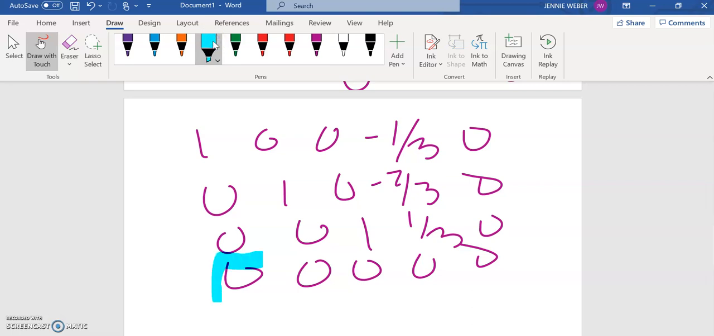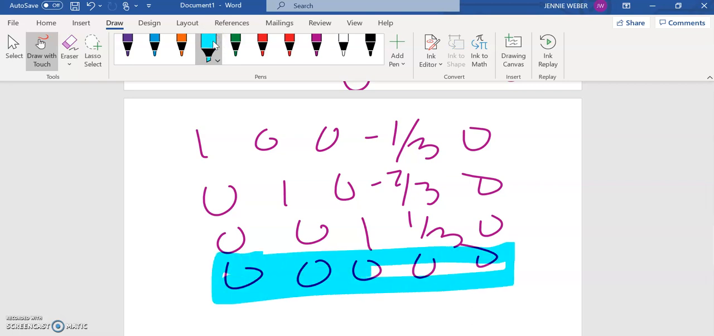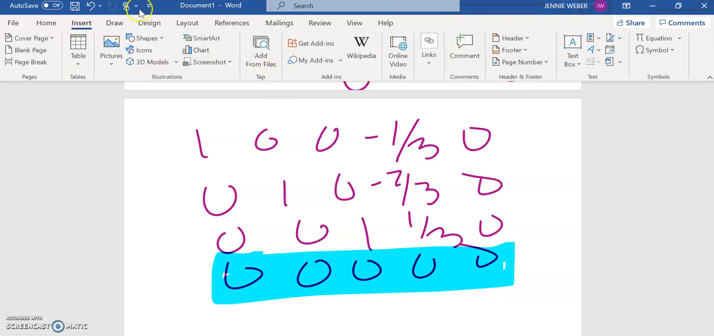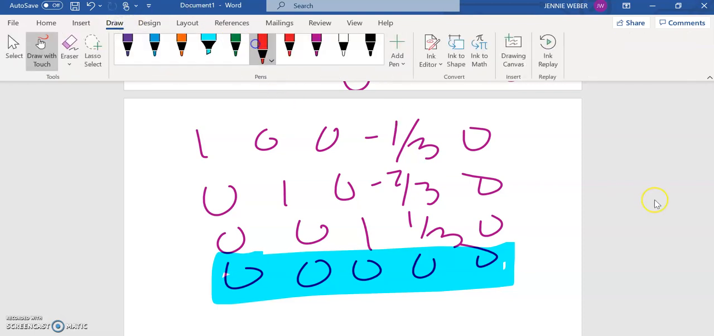Again, this is how you're going to know that, hey, it's one of those inconsistent. You're going to have this bottom row of zeros, okay? So that's your kind of context clue.